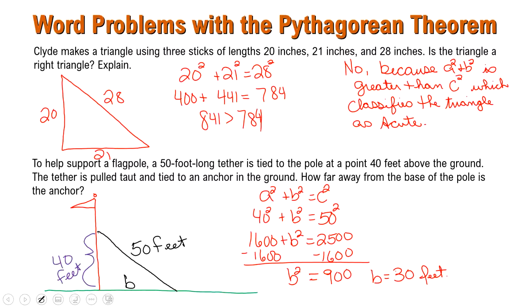The second one, I drew my picture. I drew a nice little flagpole there, labeled my distances with what I did. The black line's the tether supporting the flagpole from the ground. I plugged in my heights, my distances, plugged everything into the Pythagorean theorem, found out that b equaled 30. Perfectly fine. I went the long way, plugged everything into the Pythagorean theorem.